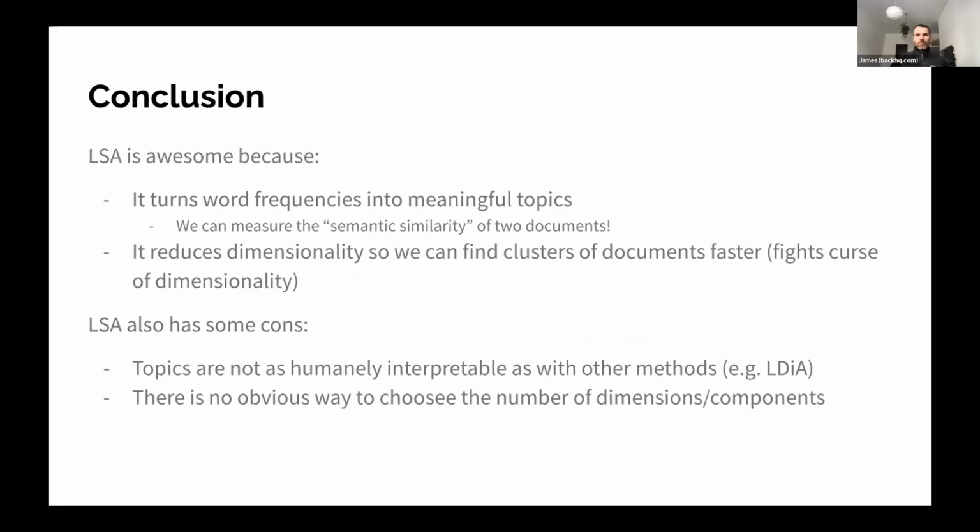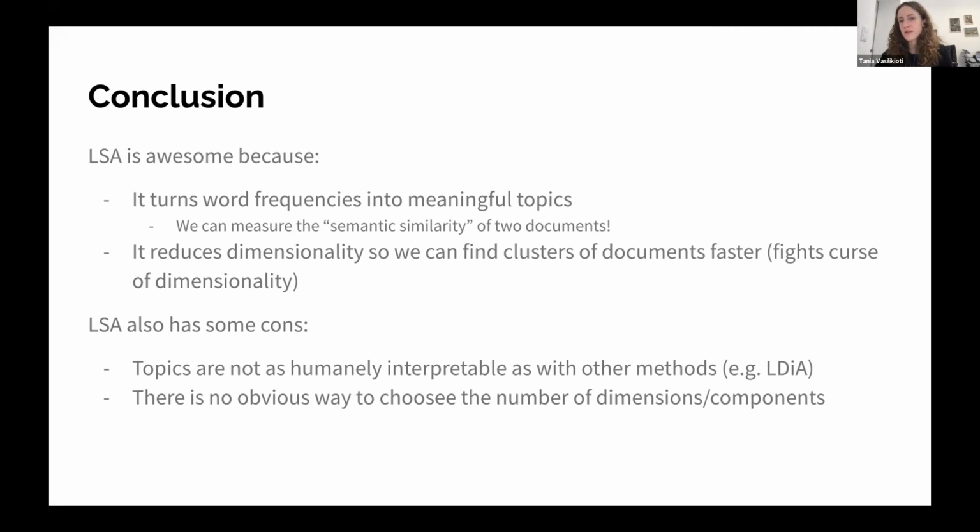So the good things about LSA is that it turns frequencies into actually meaningful topics. And a big plus is that it really reduces dimensionality. So it reduces this pretty important problem of sparse matrices and the curse of dimensionality when we try to find, for example, the nearest document. But there are some drawbacks, which is that the topics that come out, although they do make sense if you look at them, are not as perfect as a human would have created them.